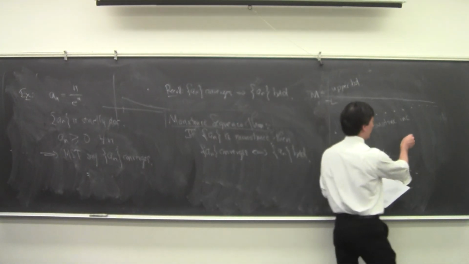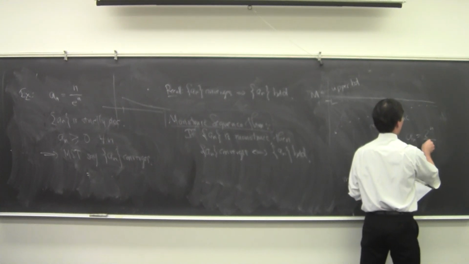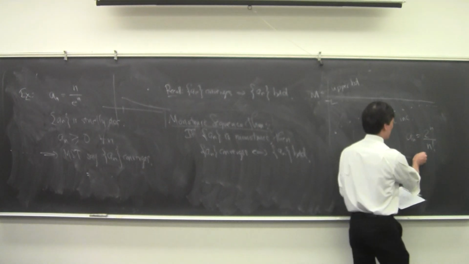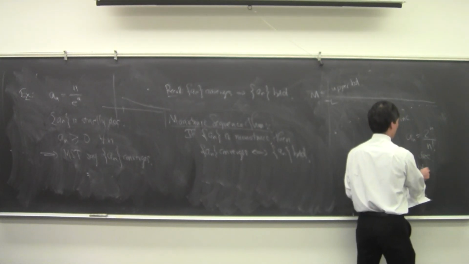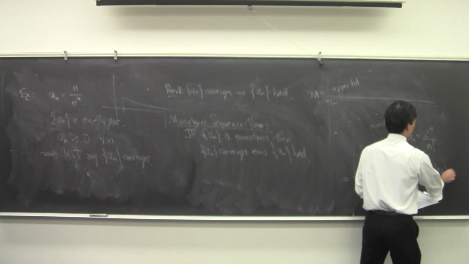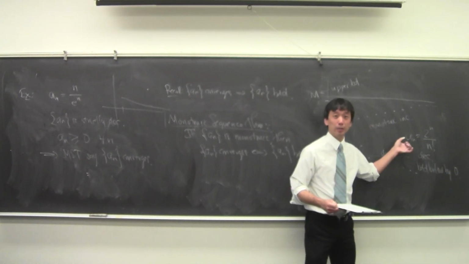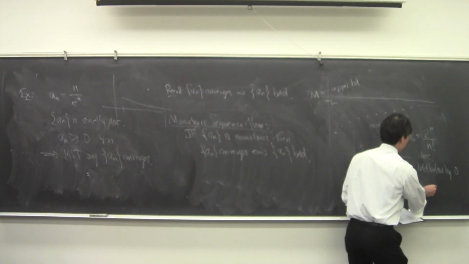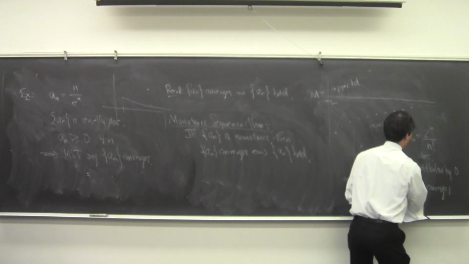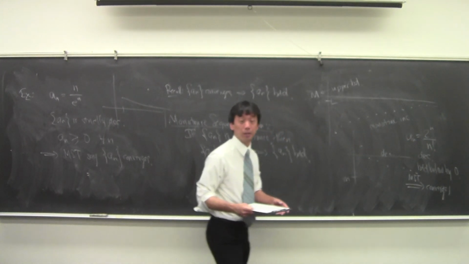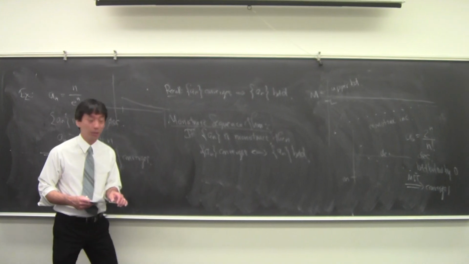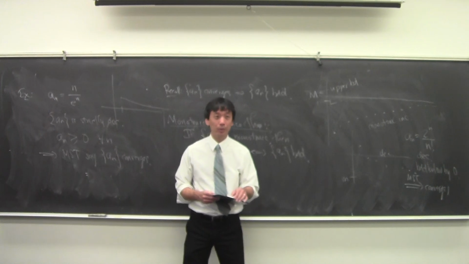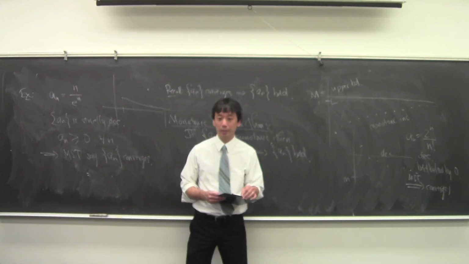Our first example also, 2 to the n over n factorial, was a decreasing sequence, decreasing and bounded below by, again, 0. And so this one is also going to converge. So our first example and our second example, we can use the monotonic sequence theorem on.